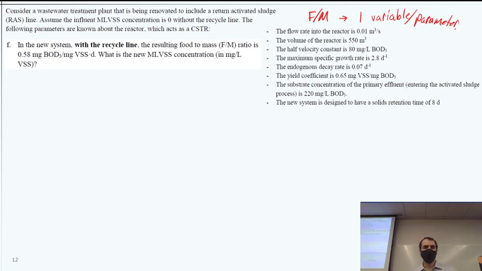Okay, in the new system with a recycle line, the F to M ratio is 0.58 milligrams BOD per milligrams VSS per day. What is the new MLVSS concentration in milligrams per liter? So we're saying, what is X now in the system? So again, draw it up. You know we have a food to mass ratio now, so consider how to approach that problem with this given information.